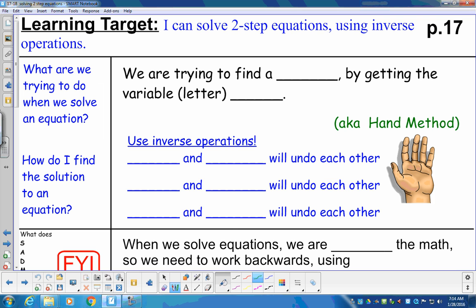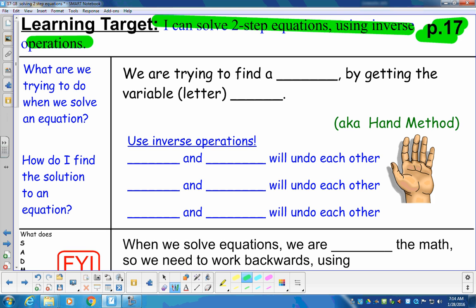Hey, seventh grade. So our learning target for today is: I can solve two-step equations using inverse operations. So we're going to be talking about that hand method again today, and we'll be on page 17.